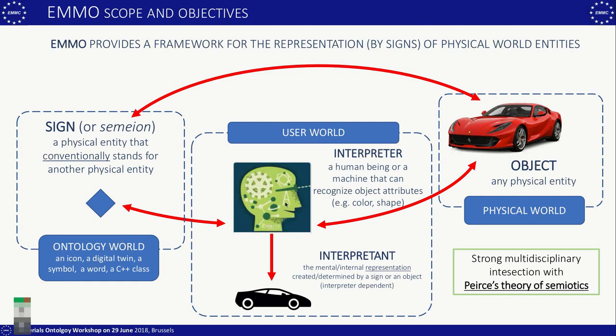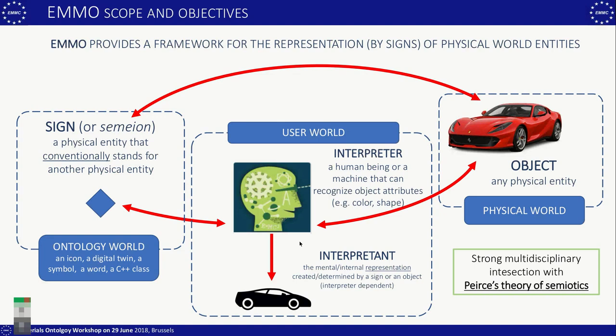Then the expert is looking at it, and represents internally in their brain, for example, what they are looking at, and starts to reason about this object that they represent inside their head. The expert is called the interpreter. It can be a human being or a machine that can recognize object attributes. And the interpretant is the internal representation that is created by the human being or the machine to connect the object to its brain.